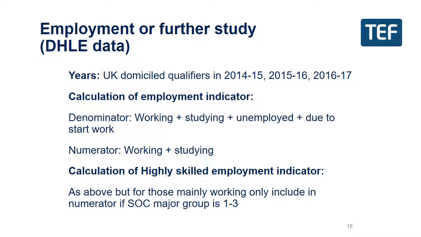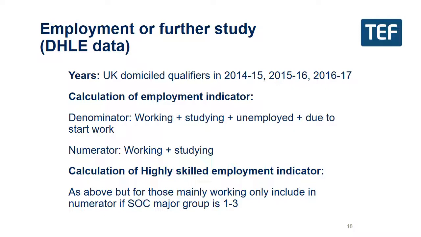So for the 2 DHLE metrics, and this is the same for full-time or part-time students, again it looks at UK domiciled students based on who qualified in the academic years given here. There are 2 metrics. The first is more simple, the employment or further study metric. The denominator for this metric includes students who qualified in these years that have replied to the DHLE survey with information about their destination 6 months after leaving higher education.